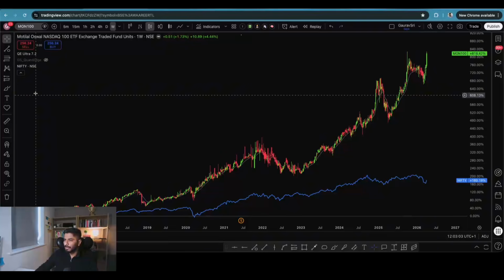If the blue line you see is Nifty NSE, and here on the right-hand side you can see the return, it has only given 180%. But the Nasdaq ETF has given about 800% return. So if you're a beginner and don't want to put a lot of effort into finding and researching stocks and doing a lot of trading in equity, you can simply start your SIP in a Nasdaq ETF, and that itself will give a massive outperformance.